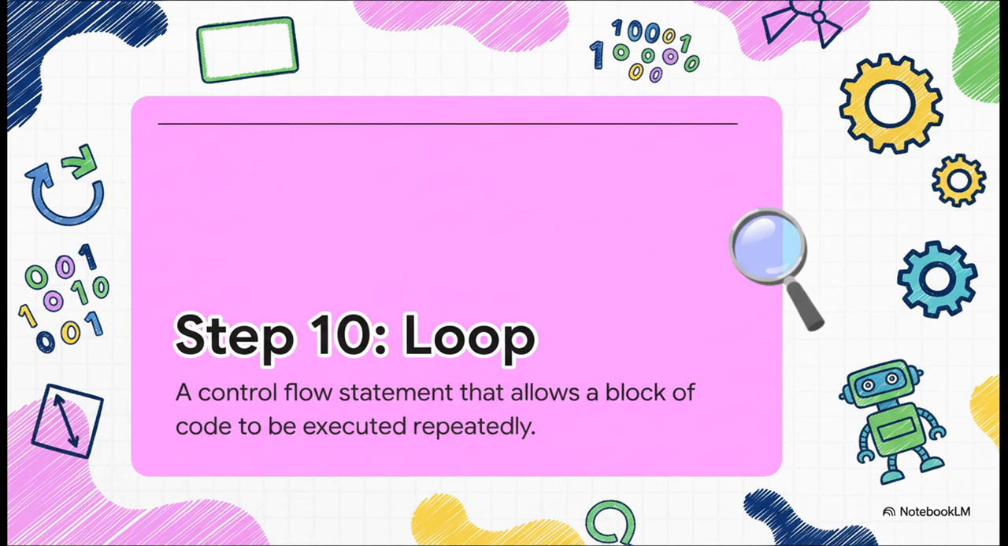But what if you need to do something 1,000 times? Like check every file in a folder, or update the position of every enemy in a game. You're definitely not going to write the code 1,000 times. That's where loops come in. A loop is just a way to tell the computer, hey, repeat this block of code over and over until you're done. It's the key to automation and one of the most powerful ideas in all of programming.